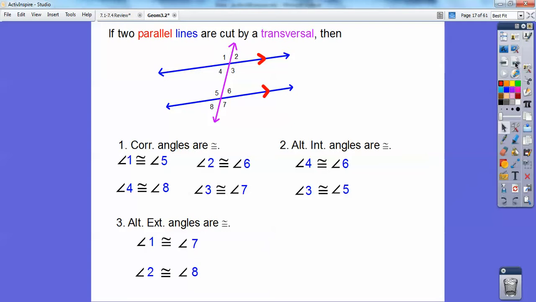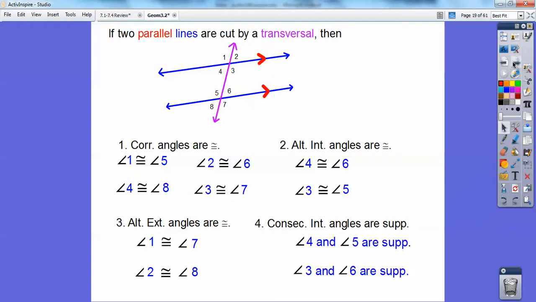And then this one here, they're called consecutive interior angles, and consecutive interior angles means supplementary, which means 180. So consecutive interior angles are like 5 and 4. They're both inside and on the same side. 3 and 6 are both inside and on the same side. So they are supplementary. 4 and 5 would be 180, and then 3 and 6 would also be 180.